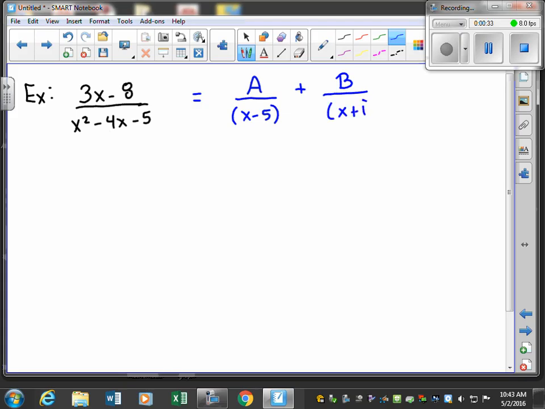factor, x plus 1. So we're going to use the method that you did previously. I want you to pause it and see if you can work your way through that, and see if you can determine what A and B are.